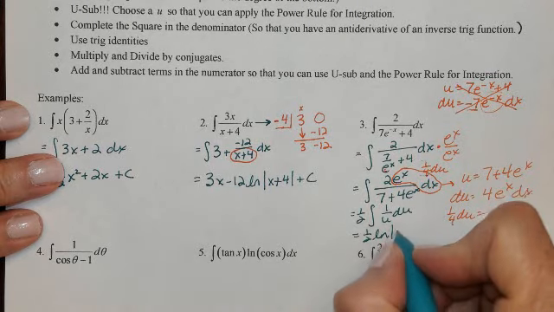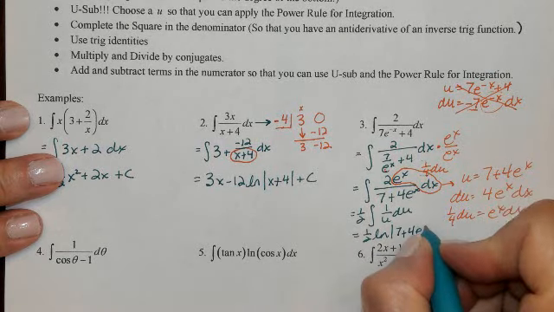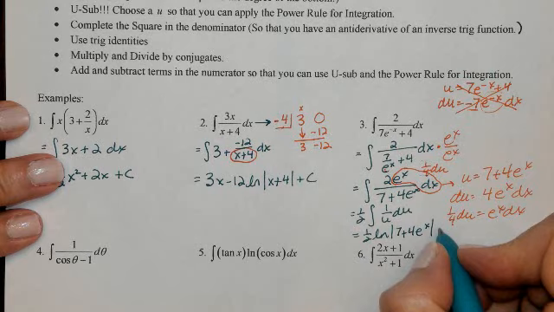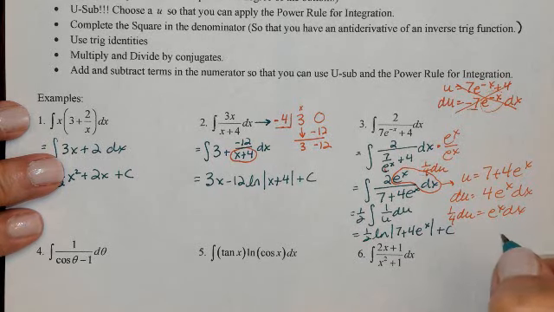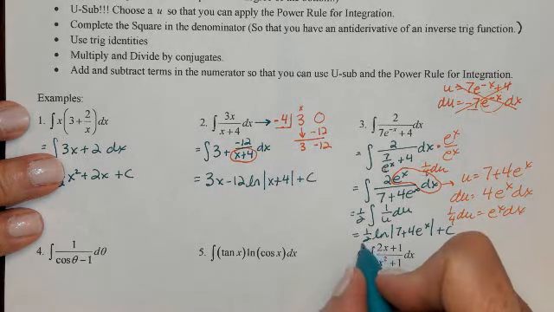I'm going to put in what u is, plus c. Okay? This would be a safe stop spot.